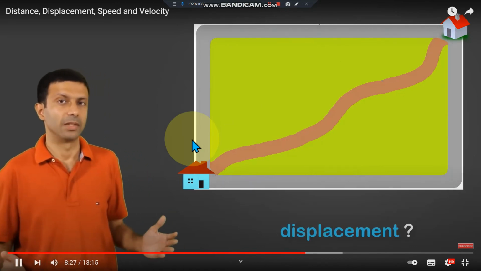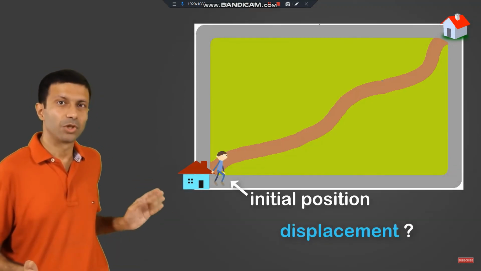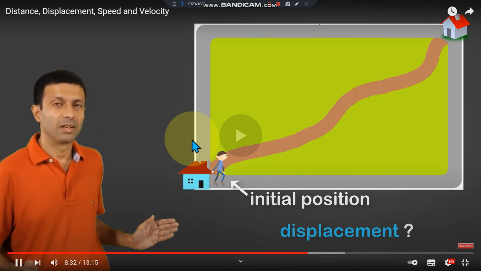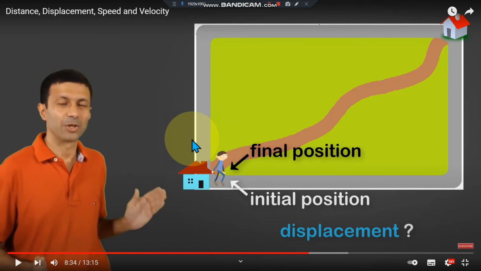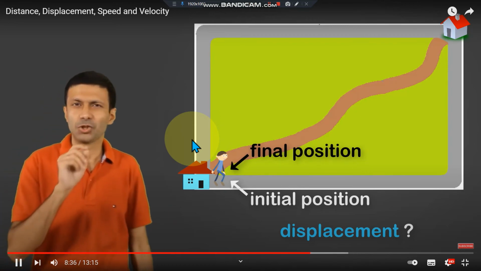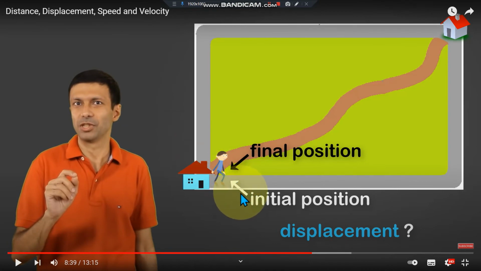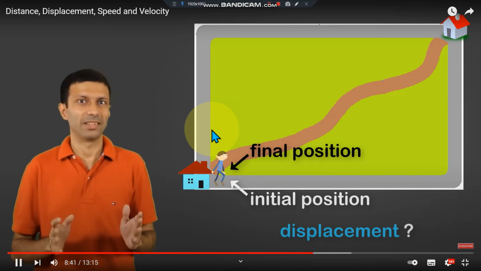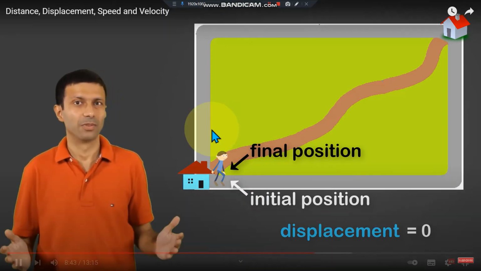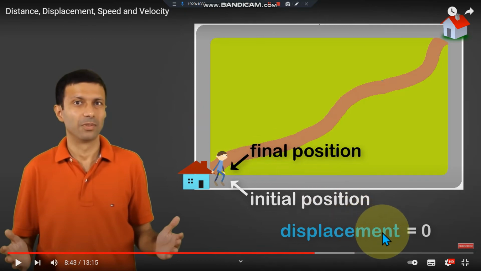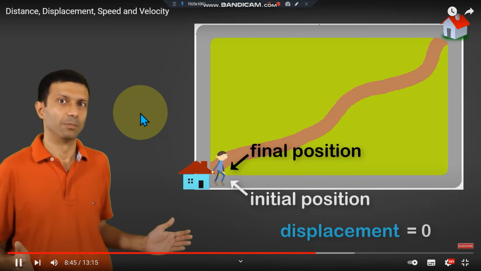Now what is your displacement? Your initial position was your house. And that's also your final position, because you're back here. So what is the shortest distance from the initial to the final position? That's right. Your total displacement is 0, because your initial position and final position are the same. You're back at your home.